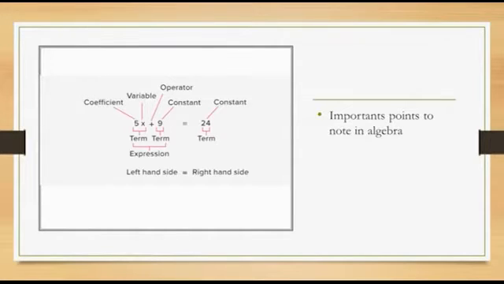So let's just look at those terms again. You have expression. The expression is on the left side. It is not the complete equation. You have the variable, which is the unknown, the coefficient, which comes before the variable, and the operator, which you should know from operations on whole numbers and everything else.